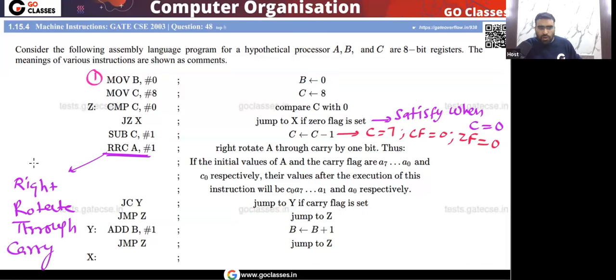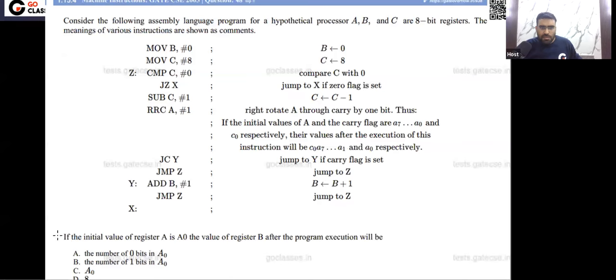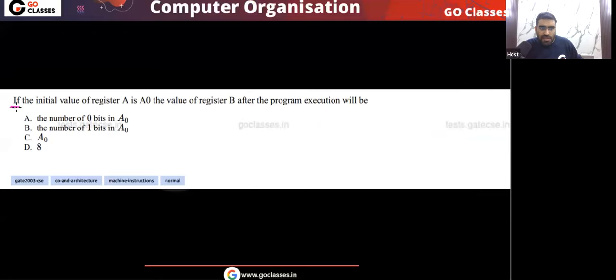Yes or no? So what is this instruction saying? Remember, this instruction is using A. And what is the value of A? In the question the value of A is already given to you, that is A0. We don't know the exact value, there is some value in A. Read the question, everything is given: initially the value in register A is A0.